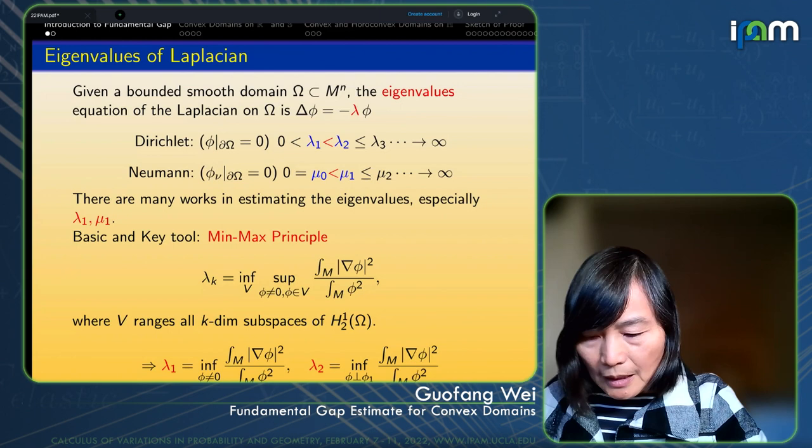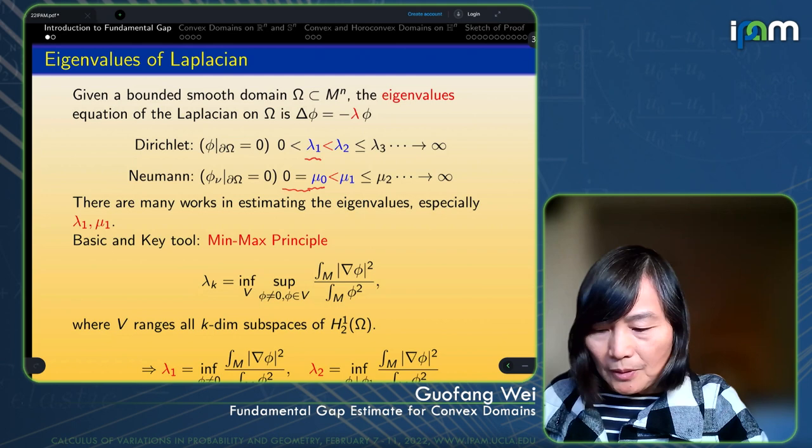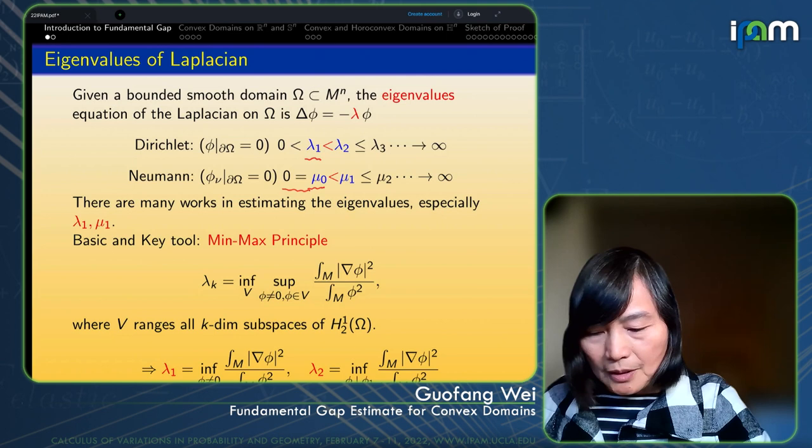And the first eigenvalue is so-called simple. In the Neumann case, the first eigenvalue is always equal to zero. In the Dirichlet case, it is positive. That's a difference. So there are many works studying eigenvalues, with interest from both math and physics.